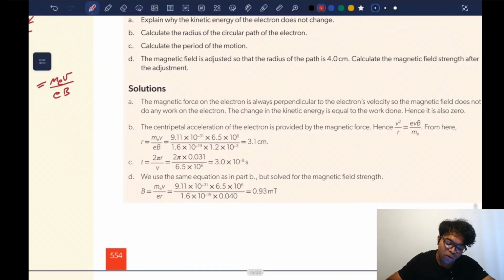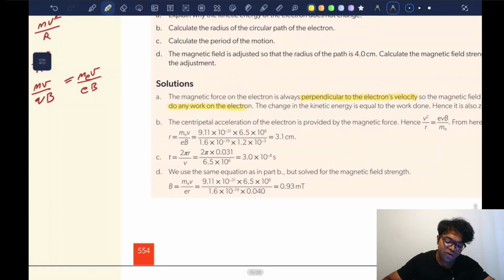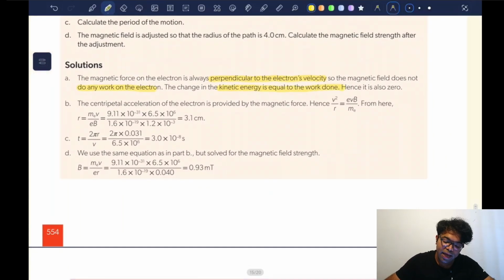See, the magnetic force on the electron is always perpendicular to the electron's velocity. So the magnetic field does not do any work on the electron. The change in kinetic energy is equal to the work done. Hence, it is zero. There is zero amount of work done. So there is going to be zero change in kinetic energy. I hope you understood this.